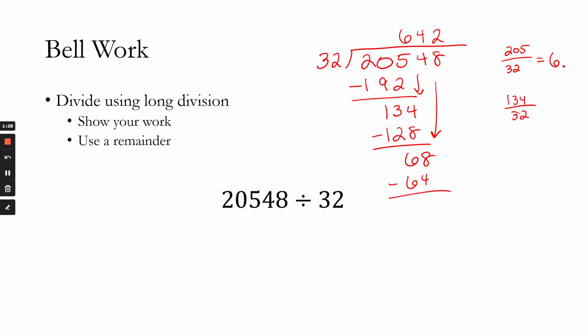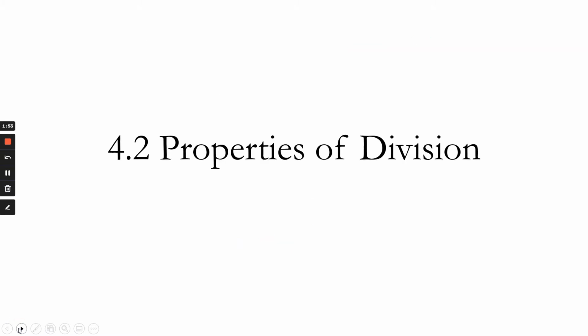And then I'm going to leave the remainder as 4. I'm not going to start adding decimals and continuing on. So when we divide this, we get 642. That's the whole number part. And then we get a remainder of 4. I want you to keep that in mind because we're going to use a really similar process as we go through a couple different types of divisions today.